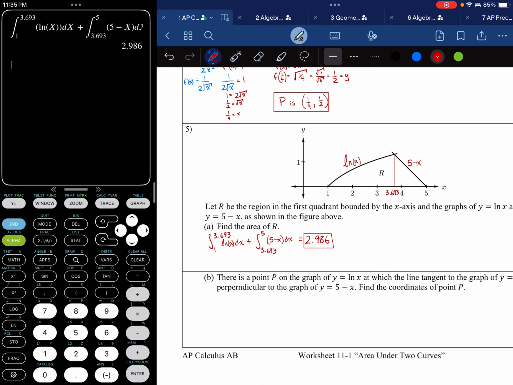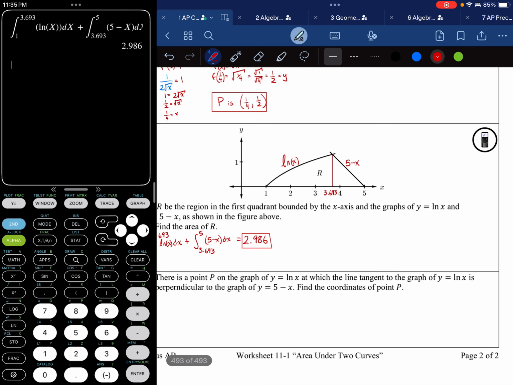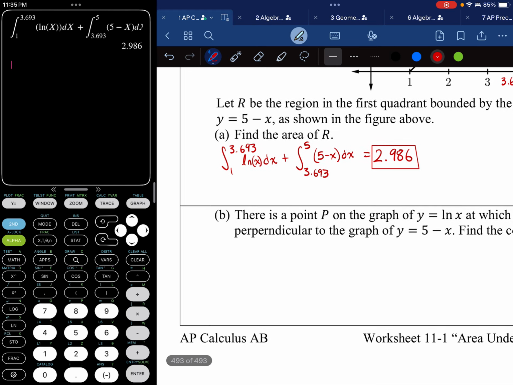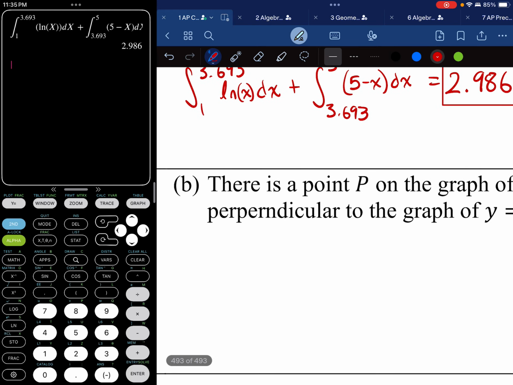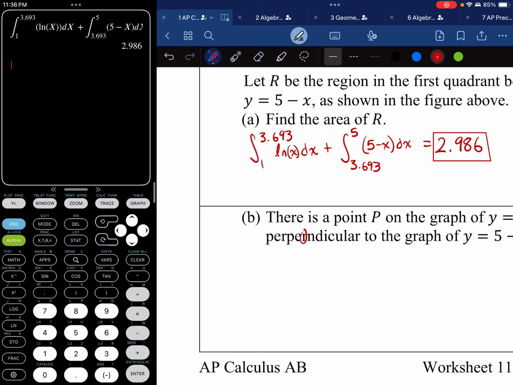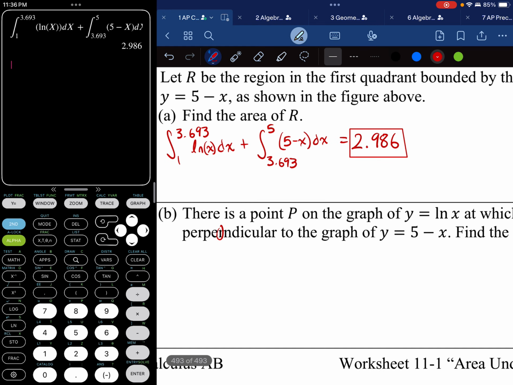There's a point P on the graph of y equals natural log of x, which is tangent to the graph of that thing, which is perpendicular to the graph of that thing. Find the coordinates. All right, so the first thing that I'm seeing is that I have a typo, which I will fix in future years. That says perpendicular. The perpendicular, this word, if it was spelled correctly, means I take the opposite reciprocal of the slope that I'm talking about. I'm talking about this graph right here, and the slope of this graph is -1.